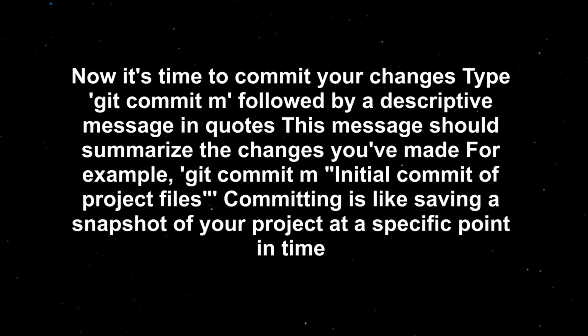Now it's time to commit your changes. Type git commit -m followed by a descriptive message in quotes. This message should summarize the changes you've made. For example, git commit -m "initial commit". Committing your project files is like saving a snapshot of your project at a specific point in time.